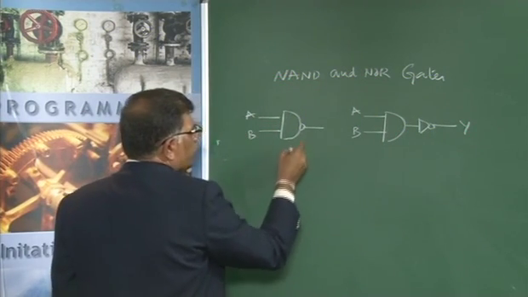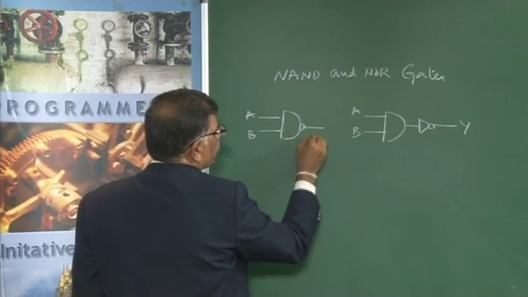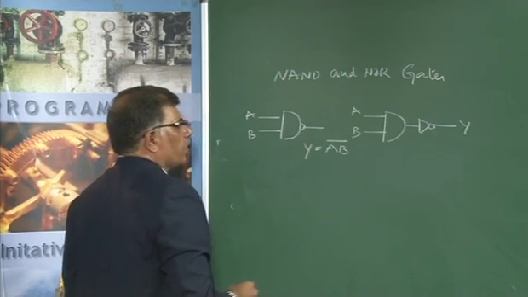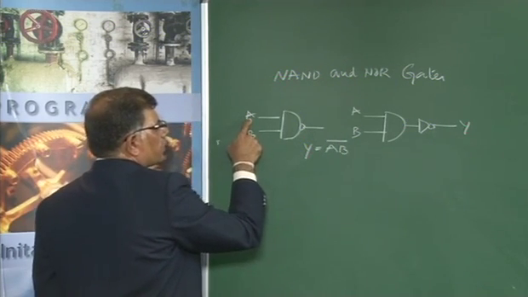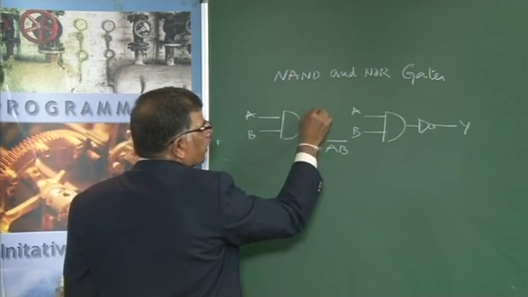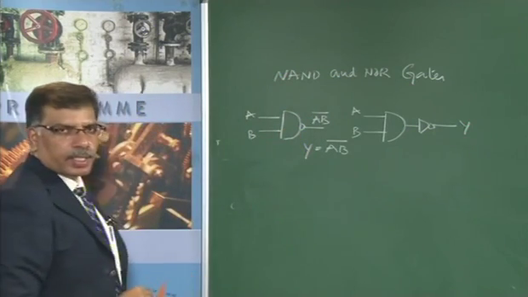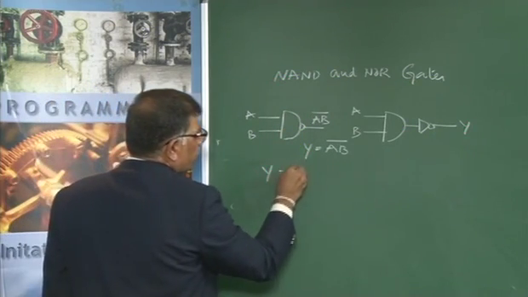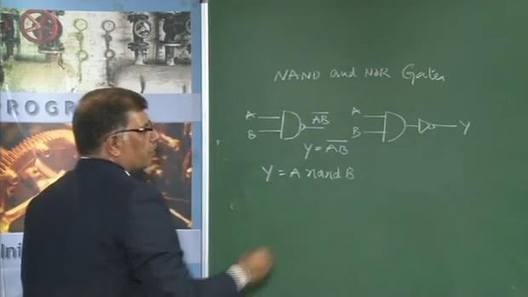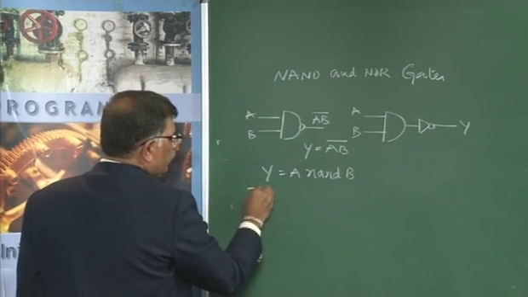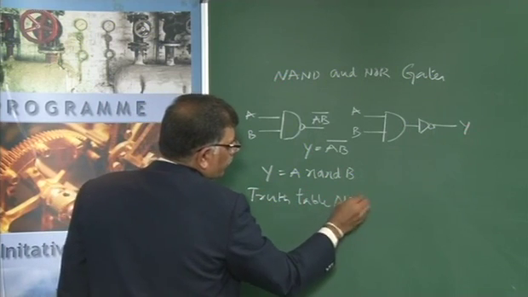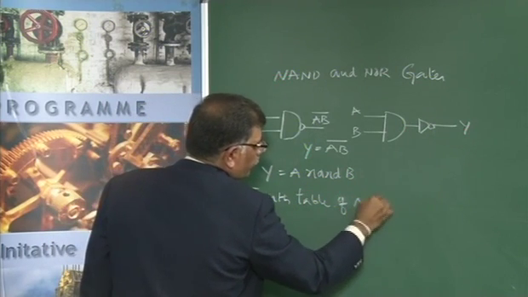This is also another way of representing it. The logical expression with respect to this is Y equals (AB) whole bar. The meaning is I give A as one input and B as another input, that is A and B. Because I have put a bubble here, the entire expression is complemented. This is Y equals A NAND B operation. The truth table with respect to the NAND gate is the truth table of NAND gate.